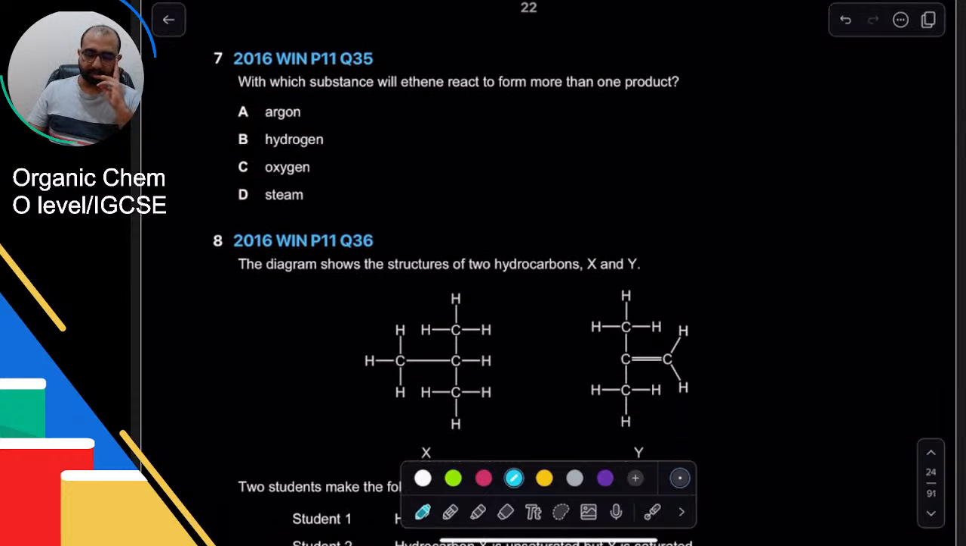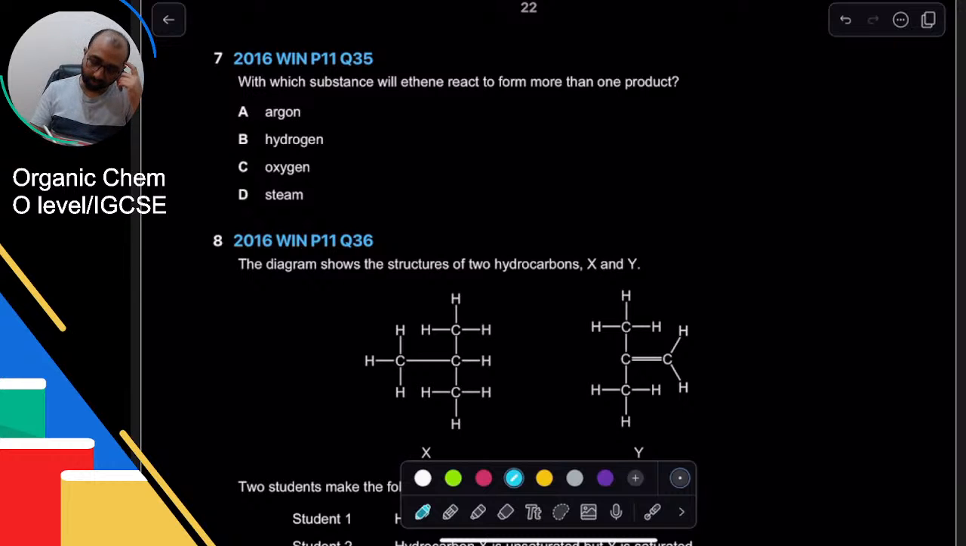With which substance will ethene react to form more than one product? Ethene has a double bond, so it will create one product if it does an addition reaction. But if it does any other reaction like combustion, then it will create multiple products.